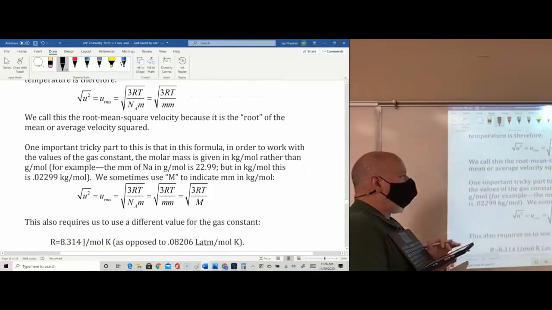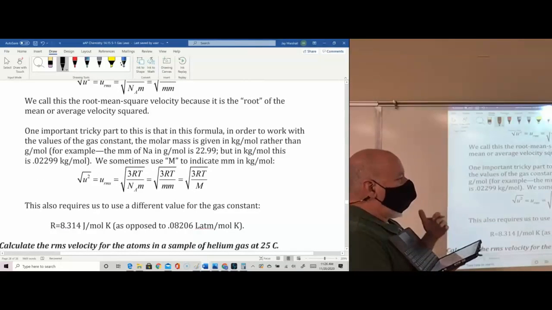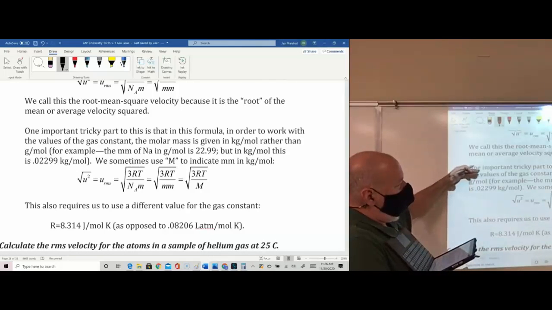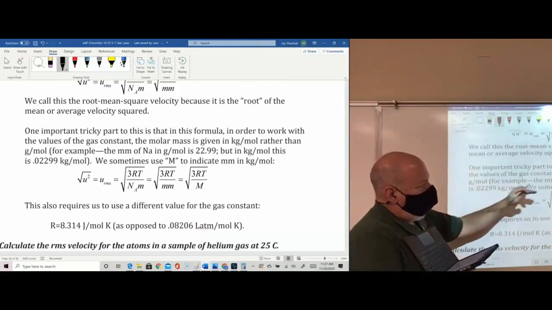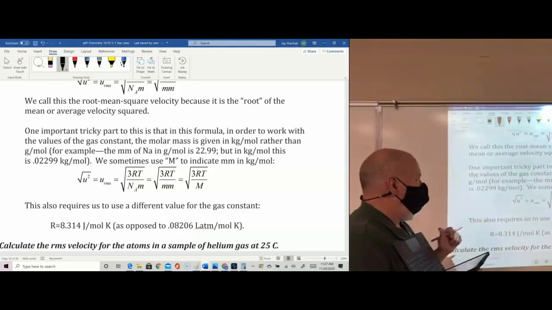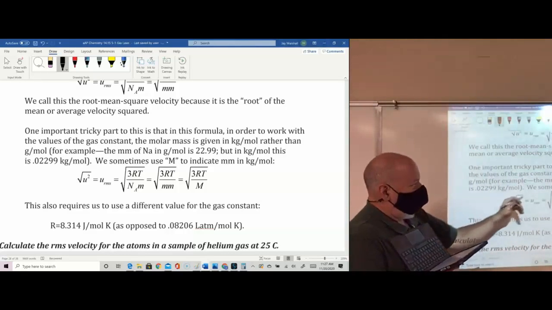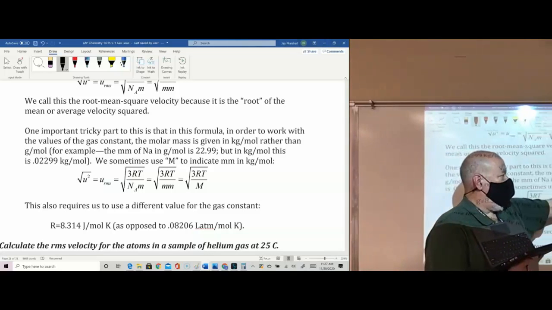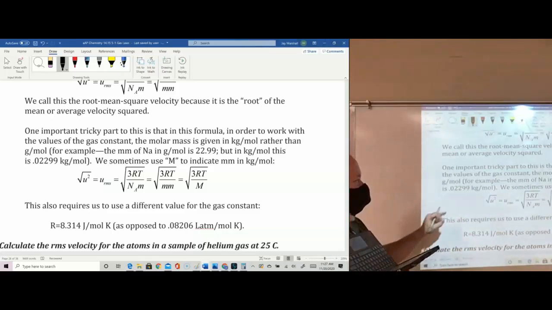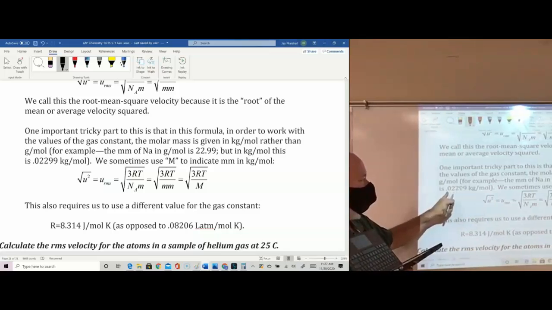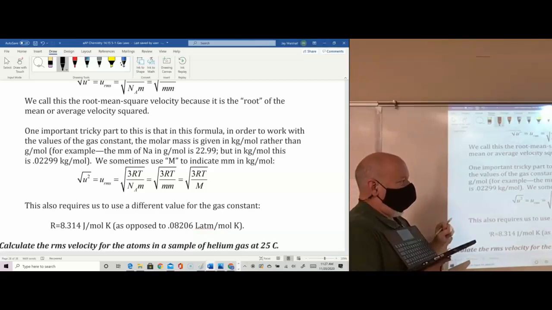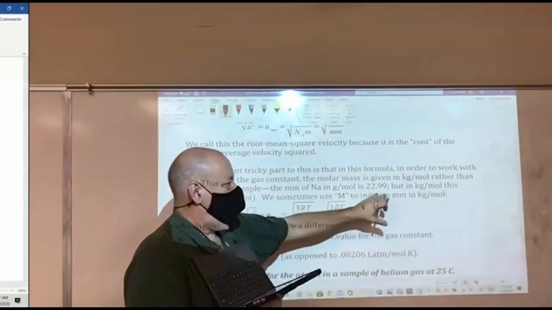Now, one of the problems with this, if this is not enough, we have another little tricky part to this, is that in order to work with the values of the gas constant, the molar mass is given in kilograms per mole rather than in grams per mole. We're used to saying that sodium's molar mass is 22.99 grams per mole, but in kilograms per mole, since a kilogram is 1,000 grams, I'm going to have to say that the molar mass of sodium in kilograms per mole is 0.02299. And we'll use a big M to indicate that molar mass.